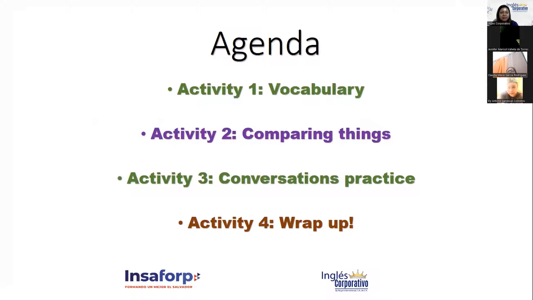We have four activities: vocabulary, comparing things, conversations practice, and wrap up.